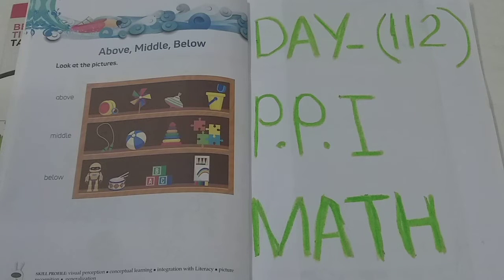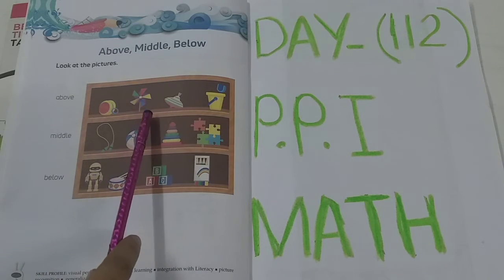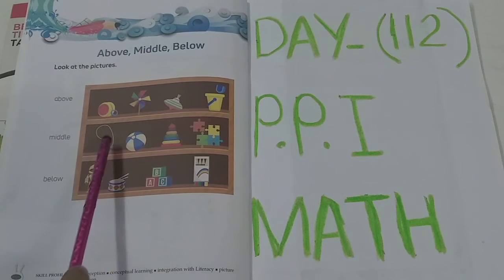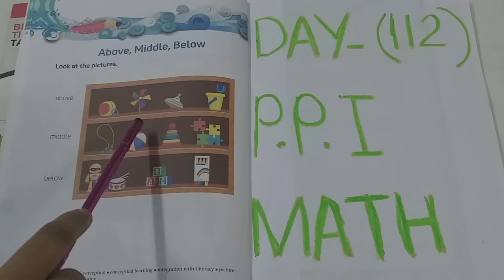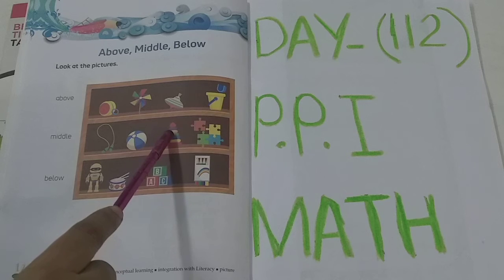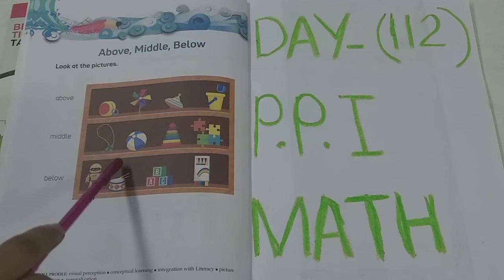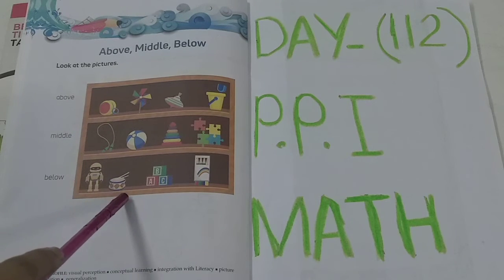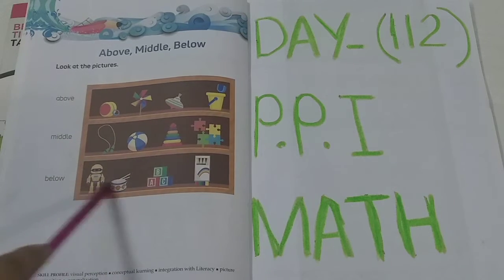What is above, children? Above, which is the upper side. Above is which comes up side. See this is the above part and this is the middle part. You can see, middle comes in between part. You can see here middle कहाँ पर आता, बीच में आता. So this is the middle part and this is the below part. Below means which comes down, जो सबसे नीचे आता. So we called it below. This is above, this is middle and this is below.